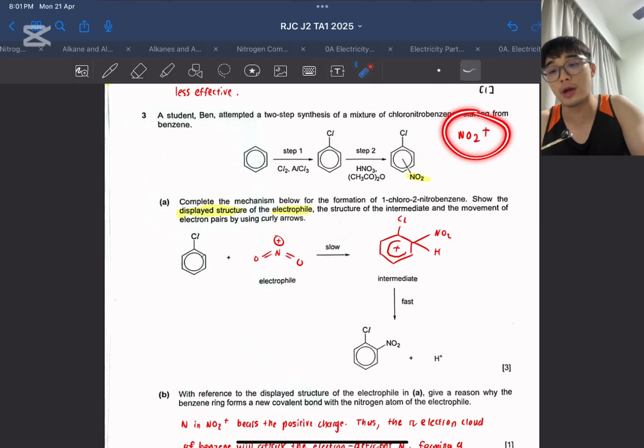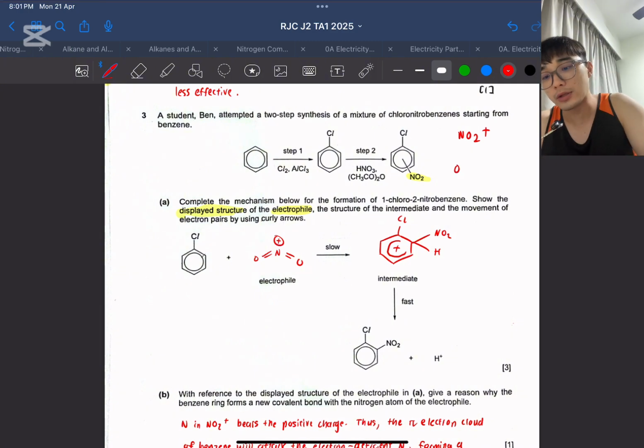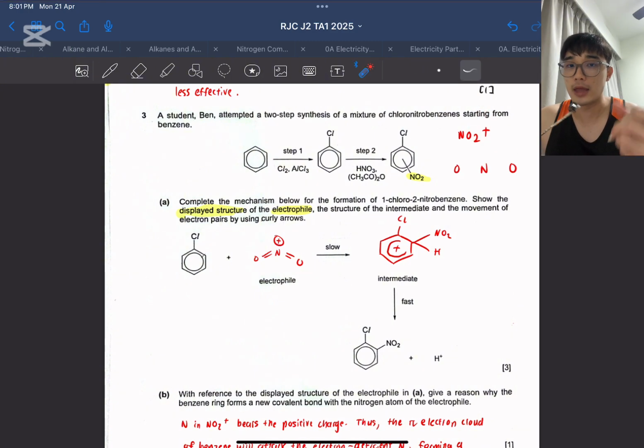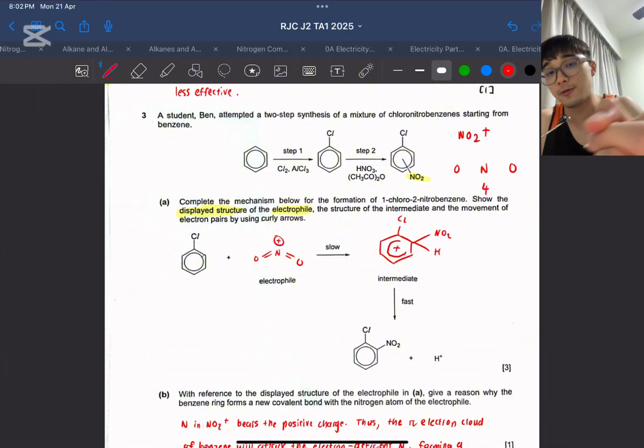Normally, we just draw this, right? We get it over and done with. Okay, but let's draw the dot and cross first. Okay, so NO2 plus means you remove an electron from the less electronegative atom. So nitrogen is less electronegative. It used to have 5 valence, now it has 4. Okay, oxygen has 6 valence still.